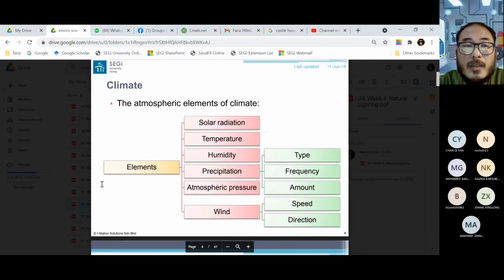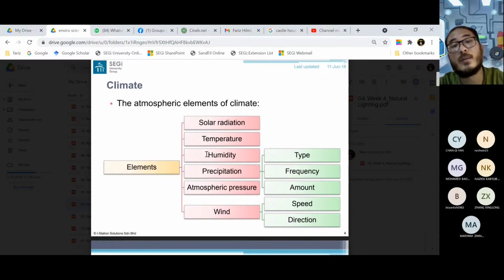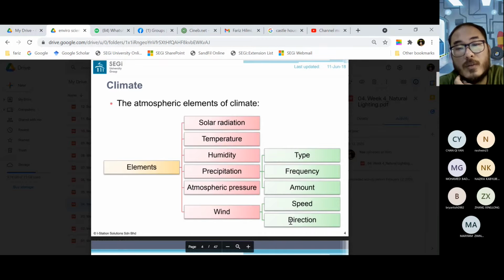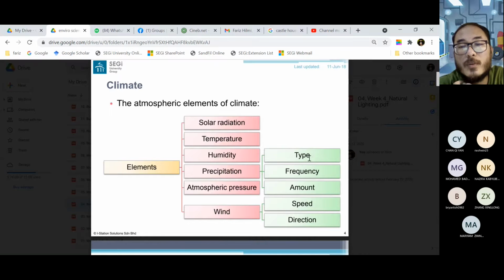The atmospheric elements in the climate are solar radiation, temperature, humidity, precipitation, atmospheric pressure, and wind. For wind, there are two things we need to know, speed and direction. For precipitation, there are a few things we need to know: type, frequency, and amount.